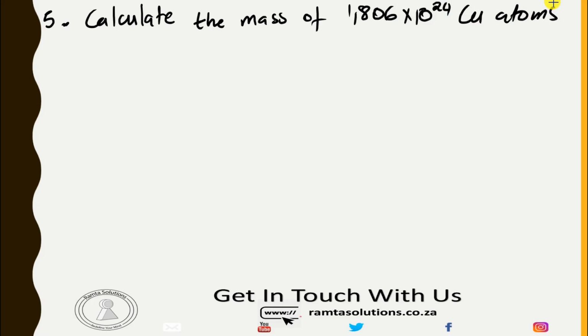So let's look on our periodic table. Copper is atom number 29. So molar mass of copper is 63.5 gram per mole. Okay, so with this one, guys, we have the number of particles. What we need is to basically get the mass. So we basically work in reverse.